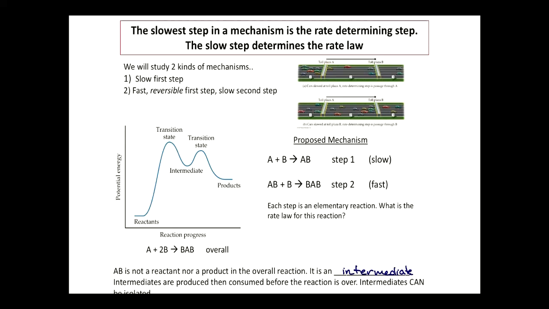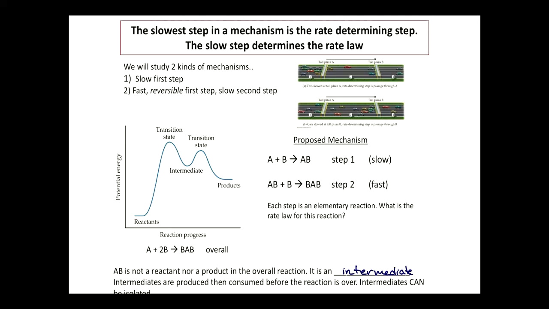The rate at which you produce bikes is dependent on the slowest step of the building the bike process. So we're going to use that same analogy here. Whichever step for a multi-step mechanism is the slowest is what determines the rate law. And so we call that the rate determining step. The slow step determines your rate law. The slow step is usually an elementary reaction, so we can simply just take the stoichiometry and the reactants, bam, there's your rate law, right?